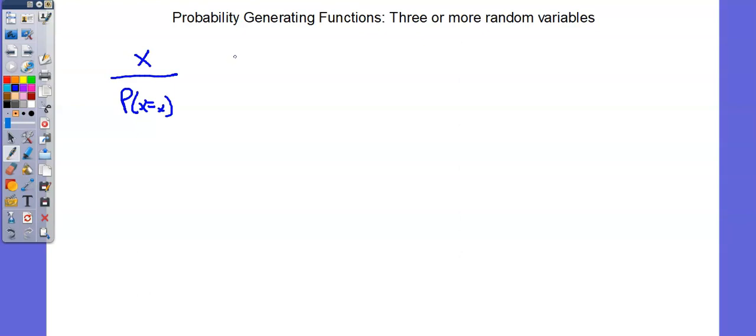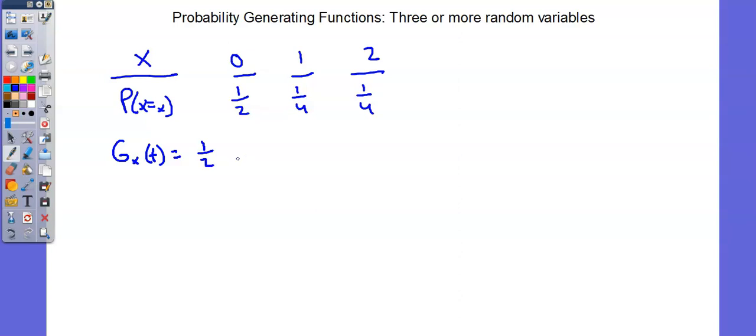Those are 0, 1, and 2, with probabilities 1 over 2, 1 over 4, and 1 over 4. The relevant probability generating function is 1 over 2 plus 1 over 4 times t plus 1 over 4 times t squared. And given this distribution, let's consider 2 scenarios.